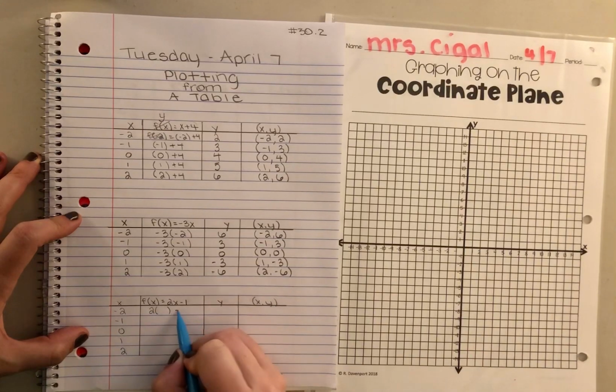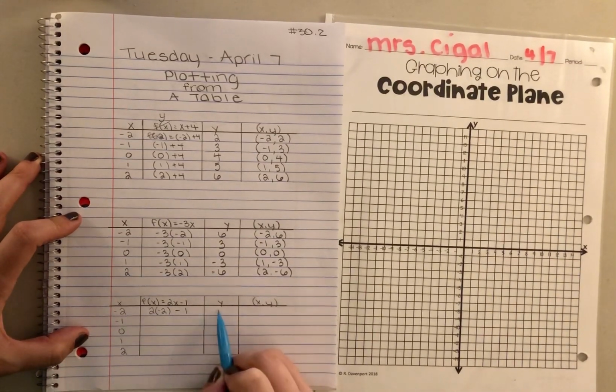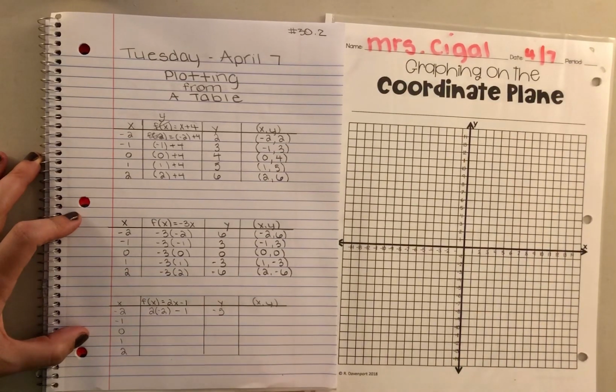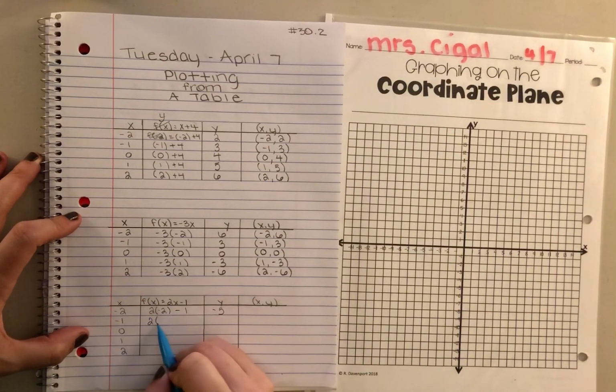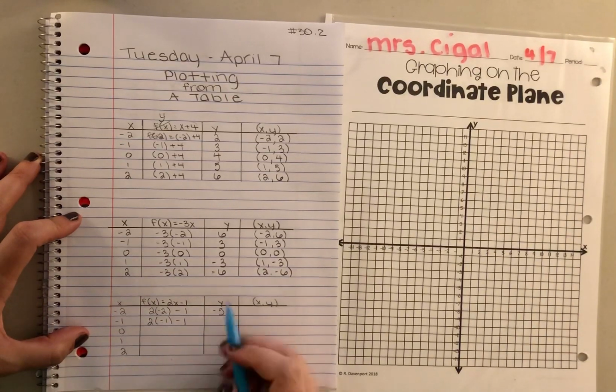2 times something minus 1. We're going to plug in a -2 this time. So 2 times -2 is -4. Minus 1 more is -5. We're going to do that again. 2 times -1 minus 1. So -2 minus 1 more.